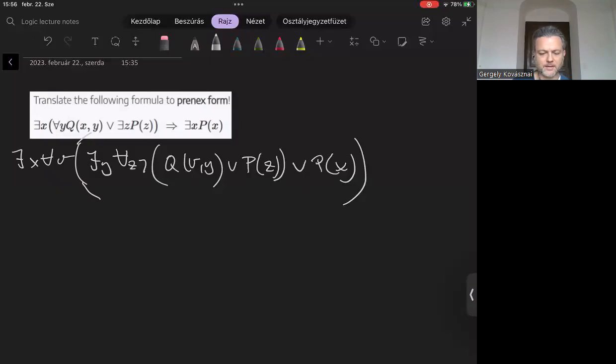Yeah, let's continue. Let's continue with the other two quantifiers, which don't cause any problem because neither y nor z appears as a free variable on the right hand side of this formula. Therefore, we can just grab them and move them to the very beginning of the formula. So basically, this is the result, one of the possible results of prenexing this formula.